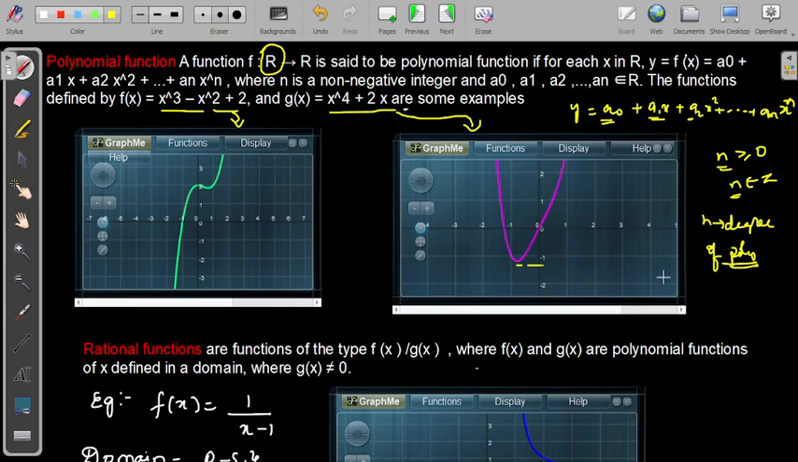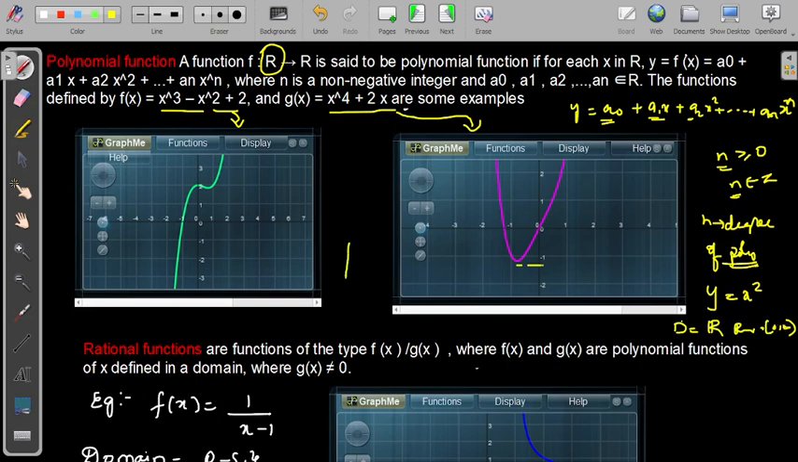It depends on the given polynomial. Suppose you take y equal to x square, it is a parabola. This is also a polynomial function of degree 2. The domain of this polynomial function is all real numbers, and the range of this polynomial function is only non-negative real numbers.